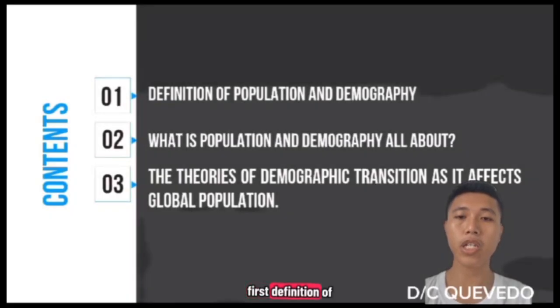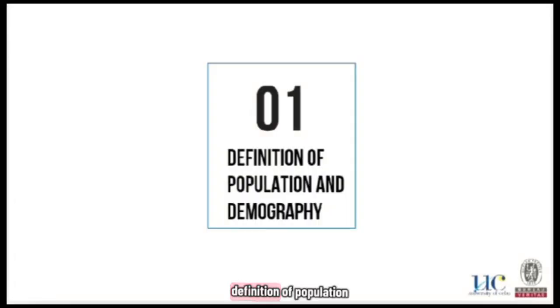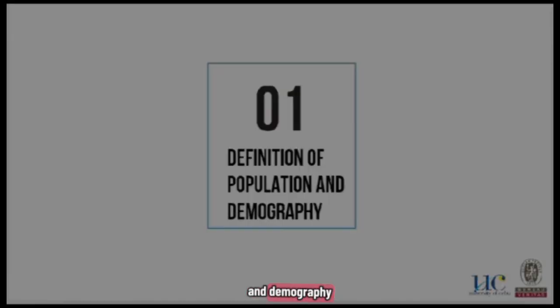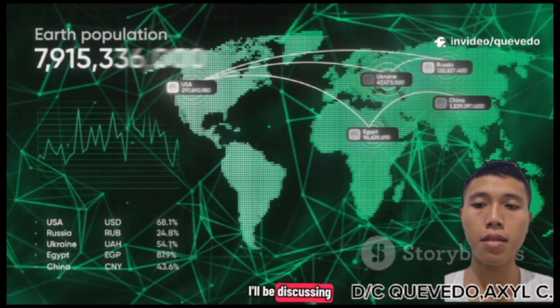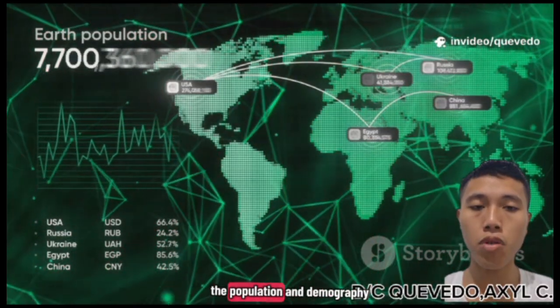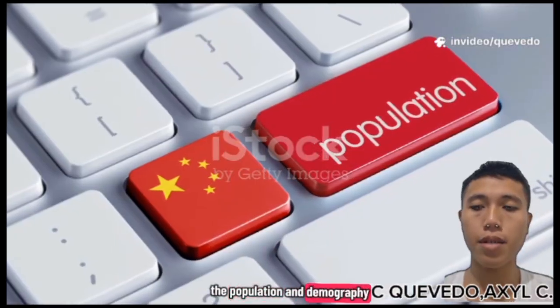First, definition of population and demography. Second, what is population and demography all about? Third, the theories of demographic transition as it affects global population. Definition of population and demography. I'll be discussing the definition of the population and demography.